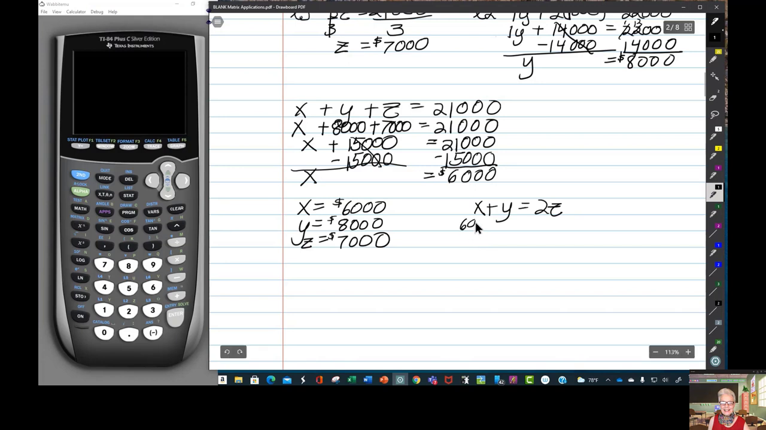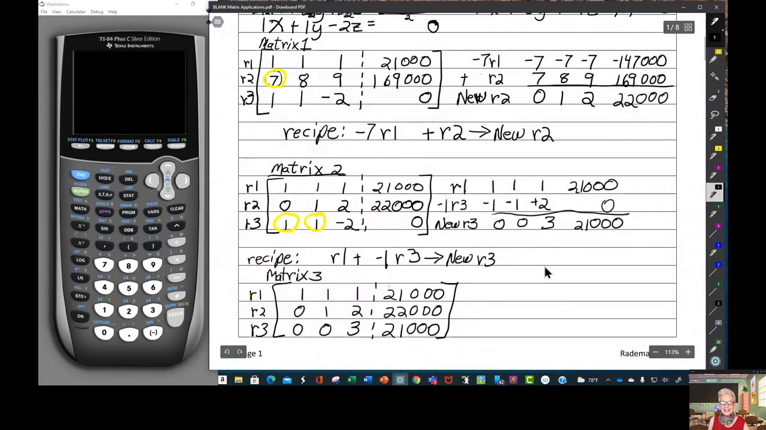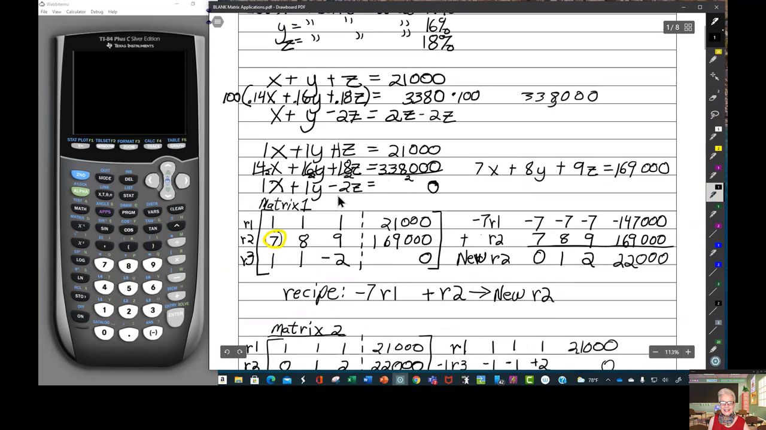x plus y, 6,000 plus 8,000 equals 2 times 7,000. So 14,000 equals 14,000. And yes, I would not hesitate now to put those answers into the answer box. And this is a good review of what we did Tuesday with the row operations and the matrices, this time without the pre-copied boxes to help us out. This is the way you would just do it freehand.